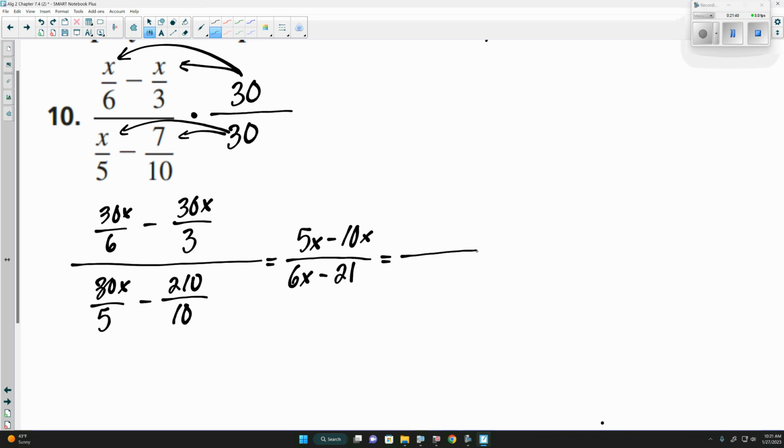The numerator, 5x minus 10x is negative 5x. Can we combine 6x and negative 21? Does 6x and 21 have a greatest common factor? 3. We can factor it out, which will leave us with 3 times 2x minus 7. Well, can we reduce 5 over 3? No.